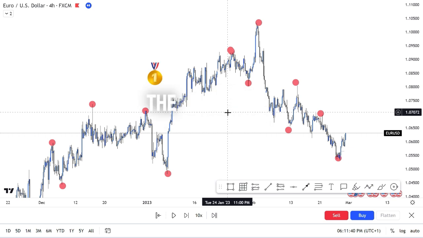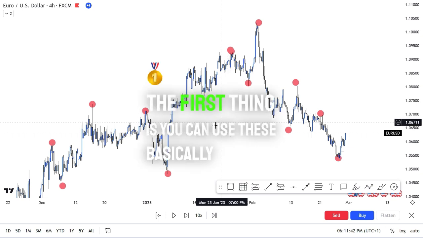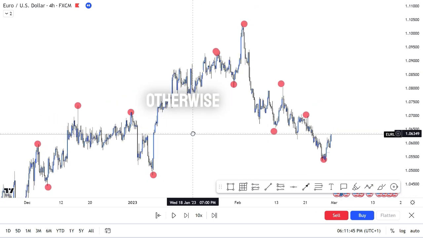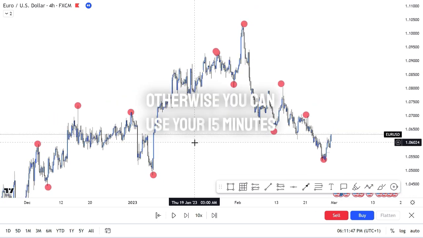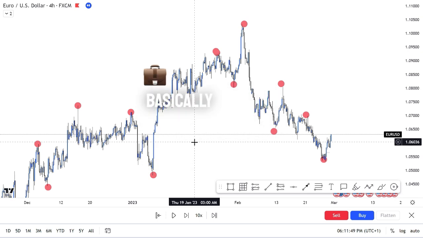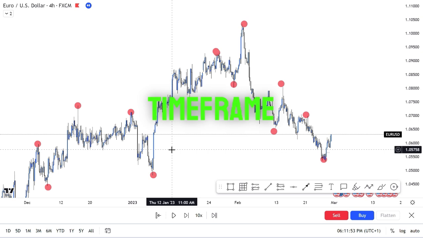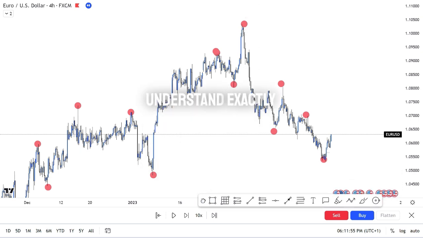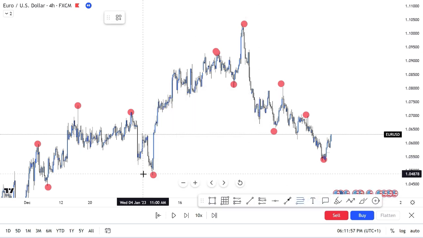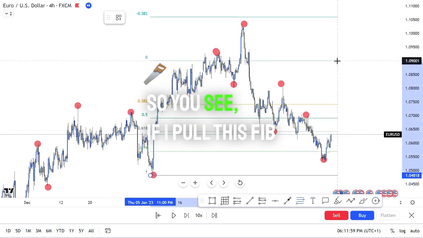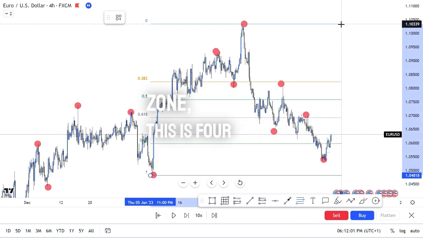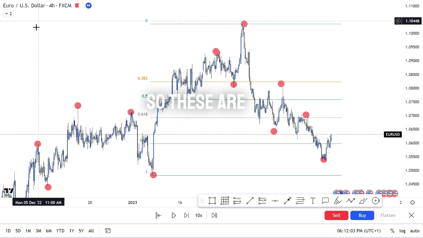So two things here. The first thing is you can use this strictly on the 4-hour time frame. Otherwise, you can use your 15-minute or 5-minute time frame. Basically, it works for any time frame at all. It doesn't matter the time frame you are trading with. All you need is to understand exactly what I'm about to do. So you see, if I pull this fib from this to this zone, this is 4-hour.